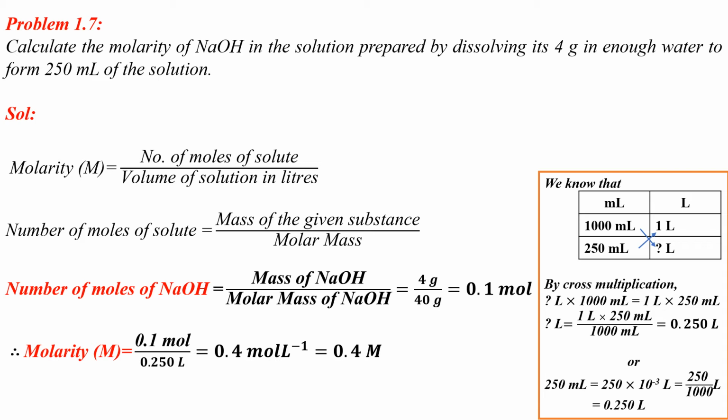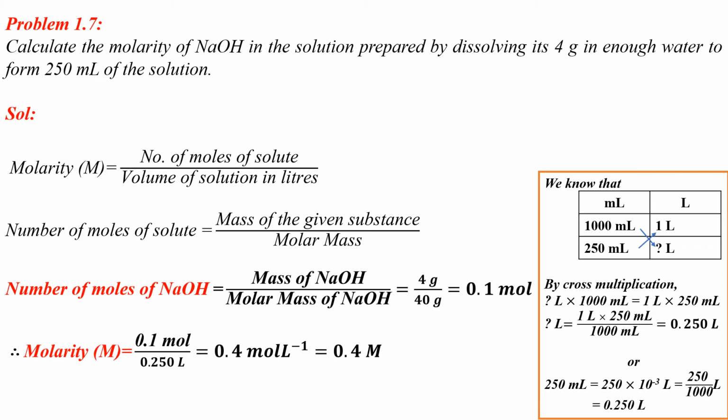Now you would substitute this value in the formula for molarity. So molarity equals 0.1 mole divided by 0.250 liters. Look at the formula. In the denominator you have volume of the solution expressed in liters. But the volume that is given to you is in milliliters, so you have to convert it into liters. For conversion purpose, you might refer to the box given in the bottom right corner.